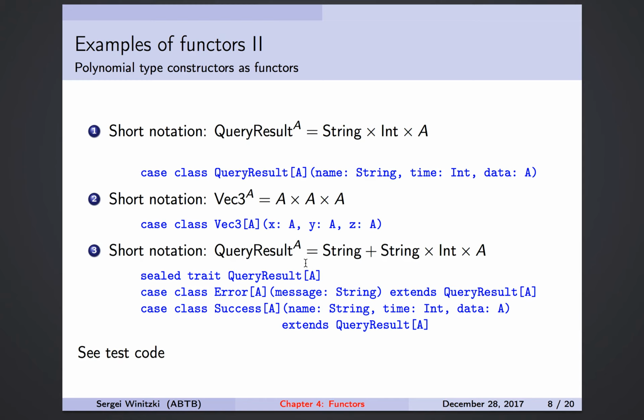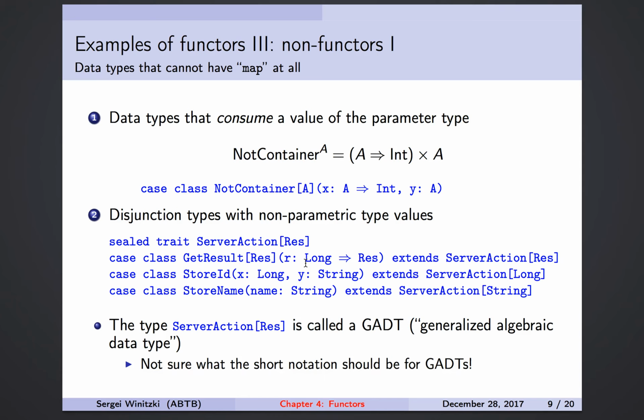What are examples that are not functors, where you cannot implement map? Well, one type of these examples is types that cannot have any map function at all due to type problems. An easy example is a not-container, which is defined as a product of a function from A to Int and A. So the case class would be like this. So you have a function from A to Int and also a value of type A. So why is this not a container?